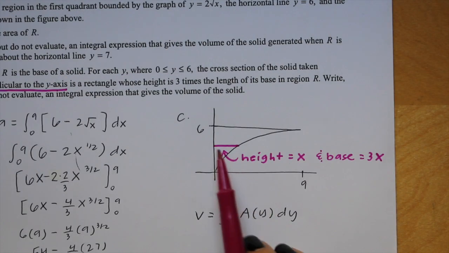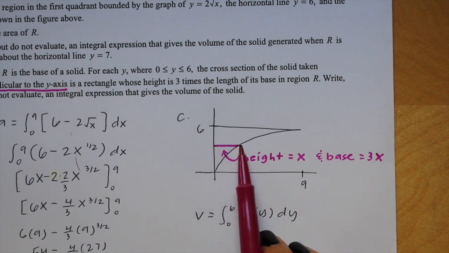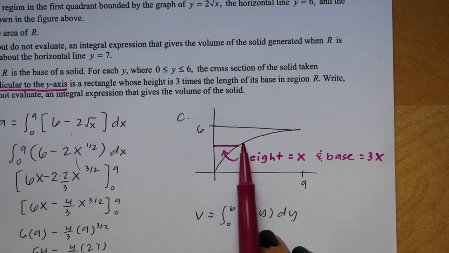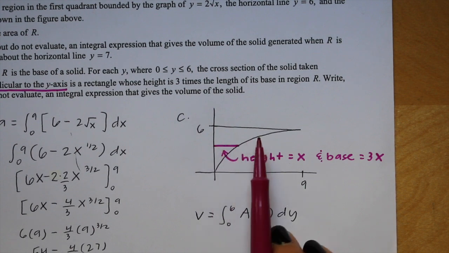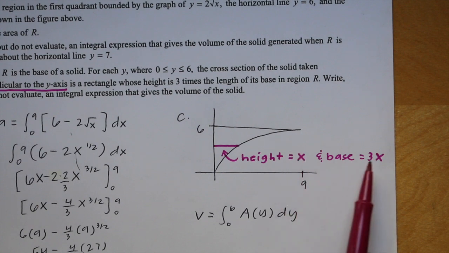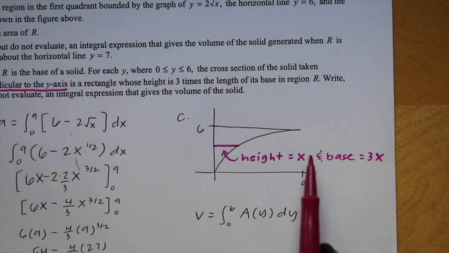Okay, so the height of the rectangle is this segment, and we're labeling that x because it starts on the y-axis and it goes a generic distance horizontally out to the curve. The base is 3 times x. So now if we wanted to write the area of the rectangle, we would take this x and times by 3x to get 3x squared. However, it's a dy problem, so we need to get this with respect to y.